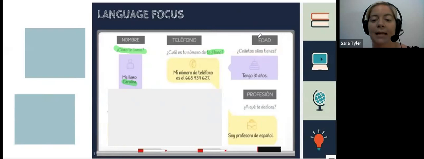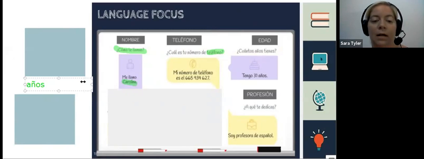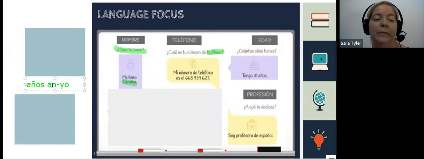Next up, we have edad, which is age, and the question is, ¿Cuántos años tienes? This one has a little bit of a trick in that you want to make sure you're going to say the ñ sound, años. When you see that N with the line above it, it makes a yo sound. And it's especially important with this word because ano without the Y sound is a body part, and it's not one that you want to say you have a lot of. So very important with this one to get that right off the bat.